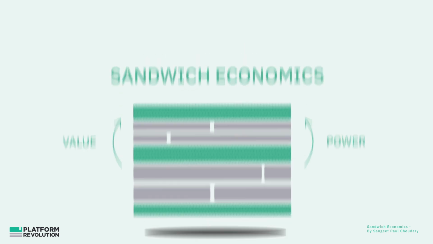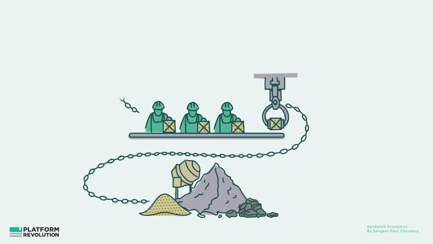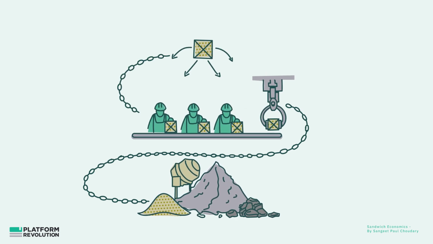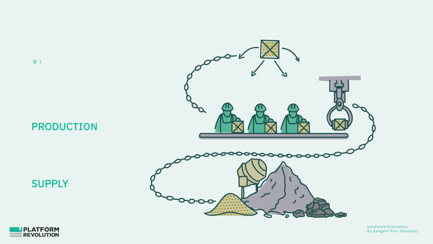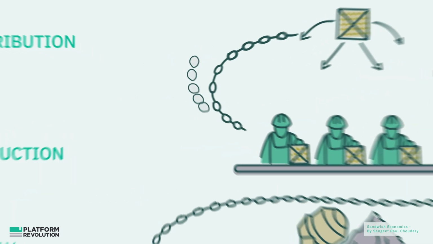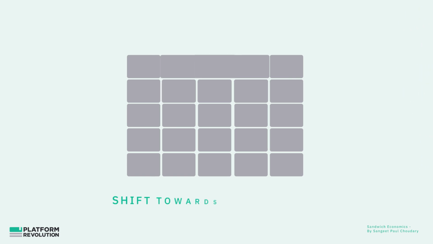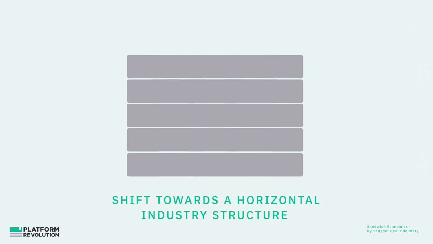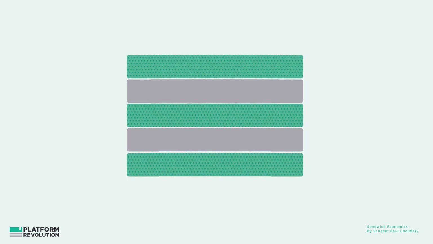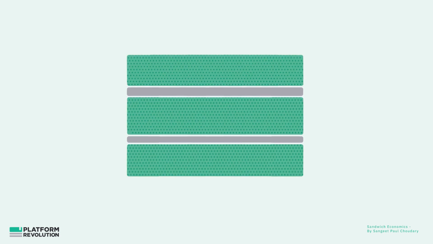in a value chain. In the industrial era, businesses scaled through vertical integration, integrating across supply, production, and distribution. But with every new generation of digital technologies, we're seeing a shift towards a horizontal industry structure, where power and profits are concentrated at a few specific layers, and the other layers get sandwiched in between and increasingly lose power and profits.